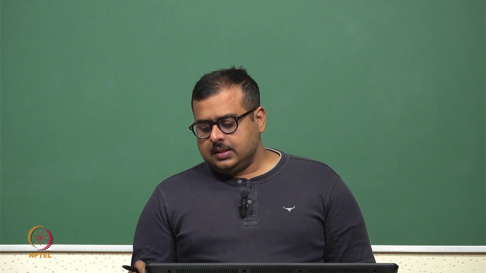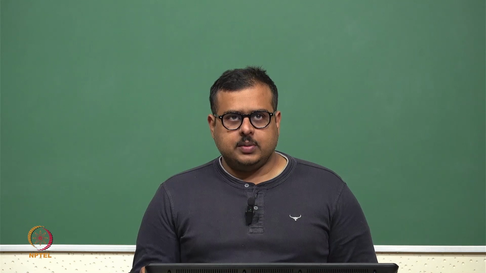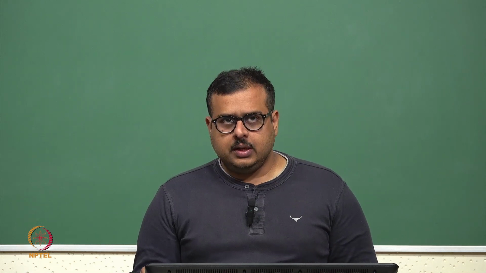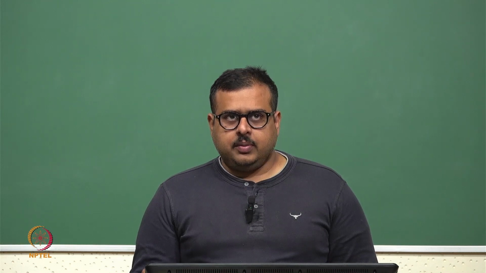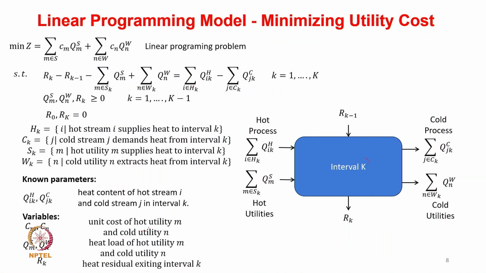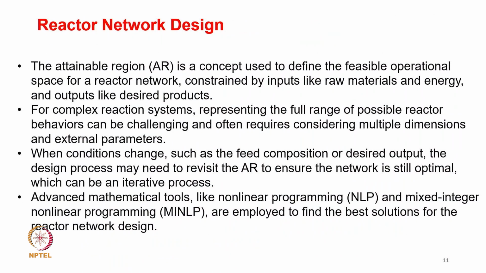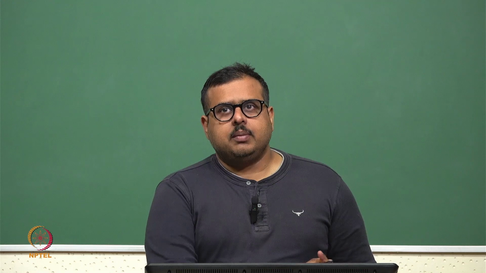So this is what I call the third objective. We talked about three objectives: minimization of investment cost, minimum number of units, and minimum utility costs. As I told, these can be individually minimized, or minimized together in a multi-objective framework. We are just leaving that part for now.